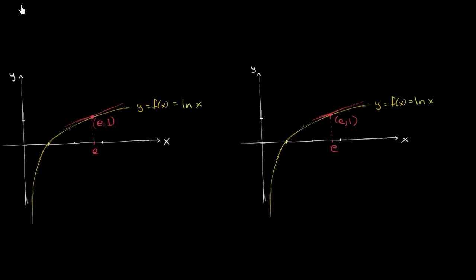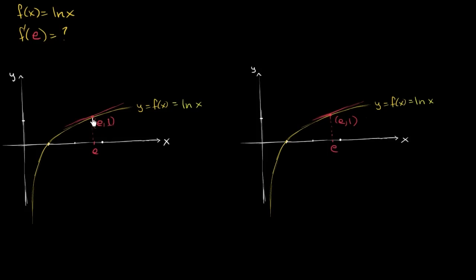Let's say that f of x is equal to the natural log of x, and we want to figure out the slope of the tangent line to the curve f when x is equal to the number e. So here, x is equal to the number e. The point e comma 1 is on the curve. f of e is 1. The natural log of e is 1.